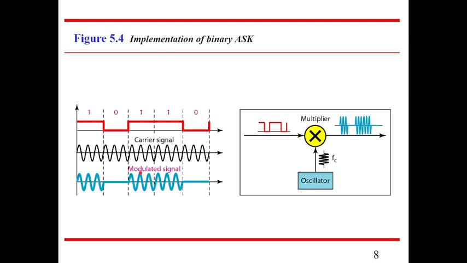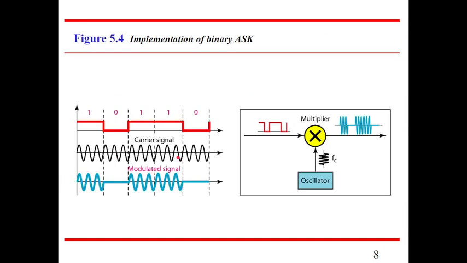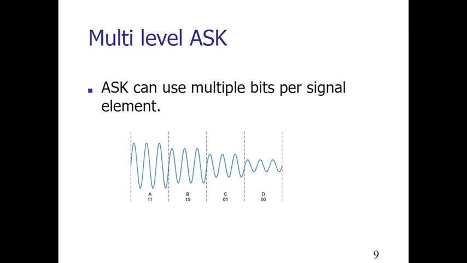So as we can see in this scenario, we are basically using 1 bit at a time, using 2 different amplitudes to represent 1 bit. There is another type. If we can send multiple levels of amplitude, we can actually send more than 1 bit at a time.